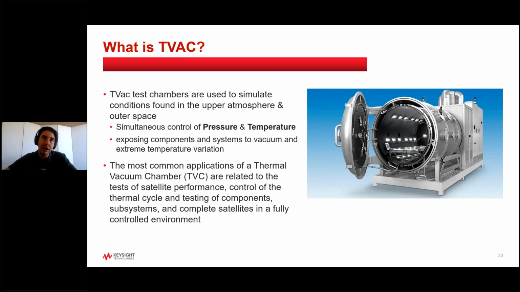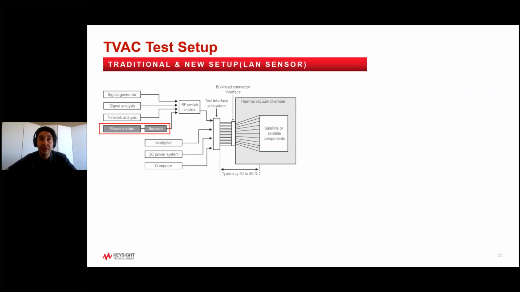Well, the most common TVAC examples relate to tests where we're looking at satellite performance, where we're looking to control thermal cycle and testing of components and their subsystems, and in some cases testing complete satellites. And the desire is having a fully controlled environment. So as you can begin to see here, with the care that's needed to preserve both pressure and temperature, we can start forming a conception of what type of setup you'd have.